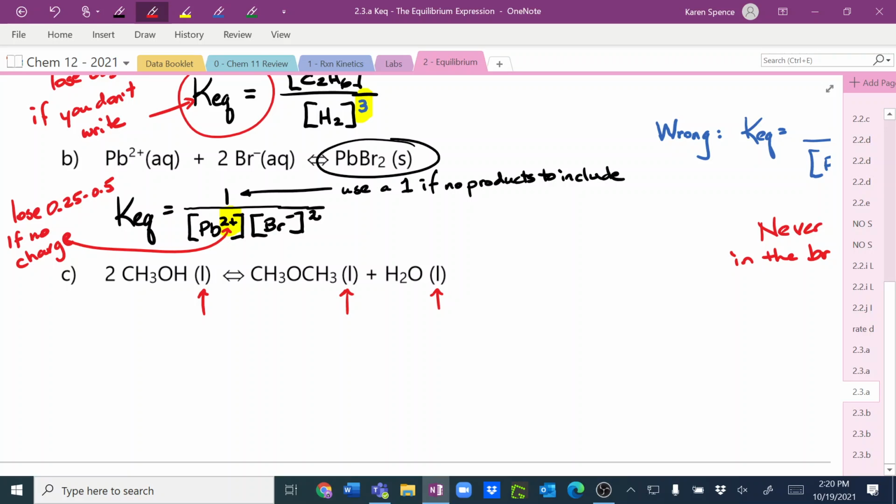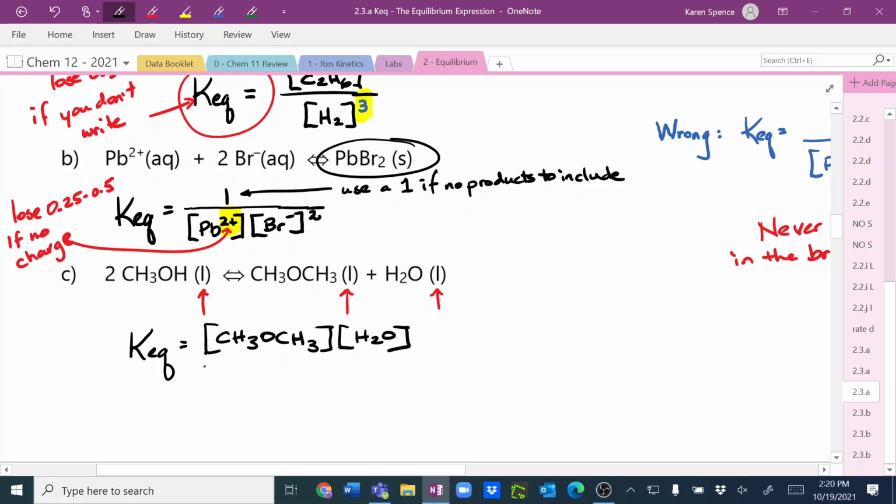So how would you write this? You're going to write it the same as usual. Keq equals the concentration of products. So we have CH3OCH3 times the concentration of H2O divided by the concentration of CH3OH squared. And that one at the bottom is methanol. You recognize that OH there? That's your alcohol, and because it's got 1 carbon, that's a methanol.